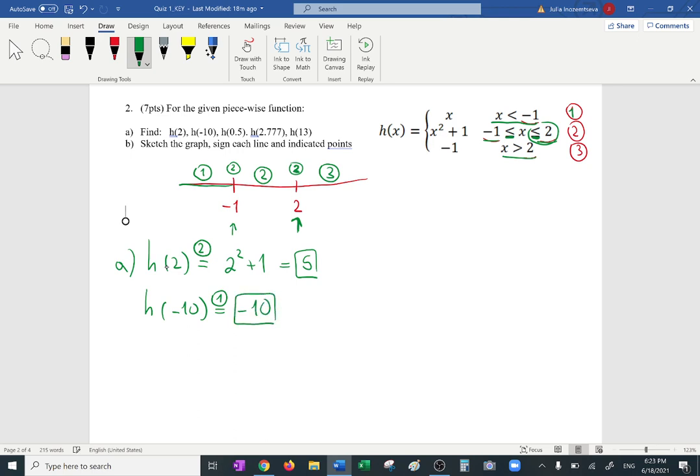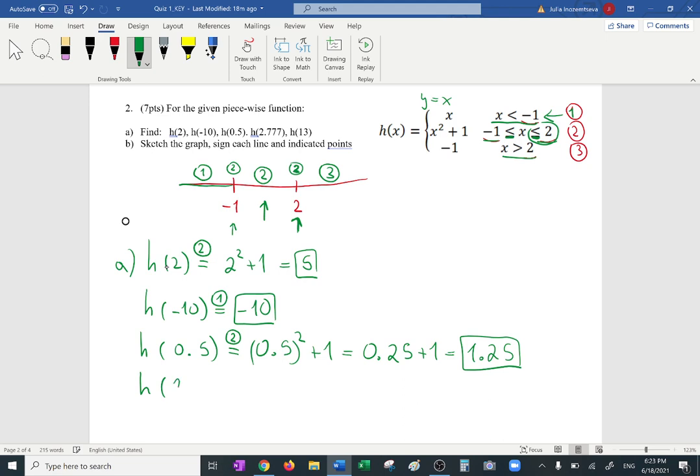Do you understand that we're plugging it into this line, the first line? But this line is y equals x. So if you plug in -10, it gives you -10. What is h of 0.5? 0.5 seems to be in the middle over here, so it's going to be again equation number 2. 0.5 squared plus 1. That is 0.25 plus 1. That is 1.25.